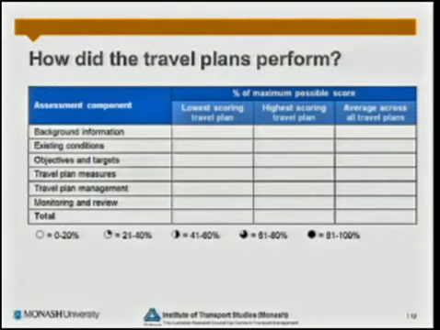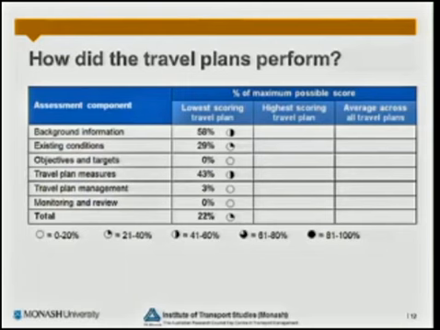Now, how did the travel plans perform? So across those different areas where they were assessed, what I'm going to show on this table is what was the worst performing travel plan, what was the best performing travel plan, and what was the average. And to give us a visual way of assessing the quality, we're using this thing called a Harvey ball. So the more of the ball that's coloured in, the better the score on that criteria. So the lowest scoring travel plans didn't do very well. They scored 22% overall.